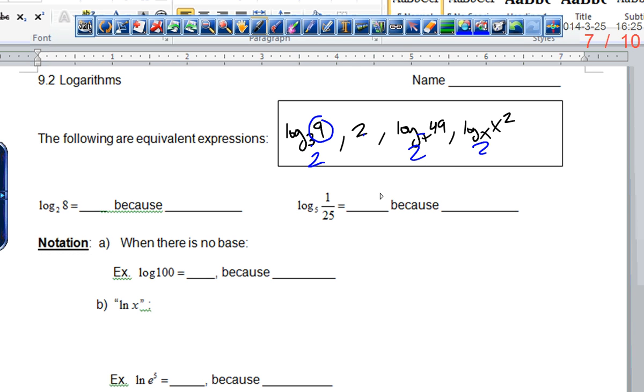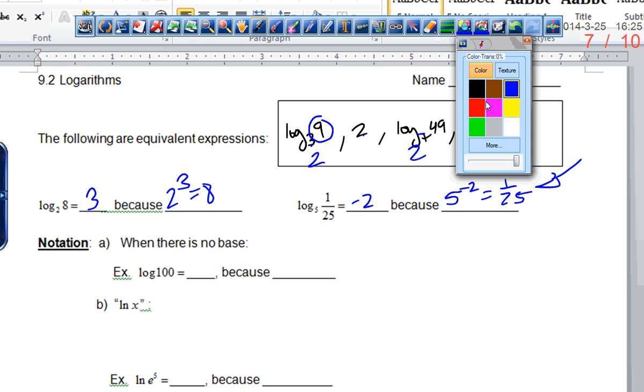So let's see if we can make this make sense. So 2 to what power makes 8? 3. Because 2 to the third power is 8. So this one, log base 5 of 1/25, is negative 2. Because 5 to the negative second is 1 over 25. Go back to my video on exponents if you don't get that. That's in there. Fractional exponents and negative exponents are the two things that we struggle with the most.